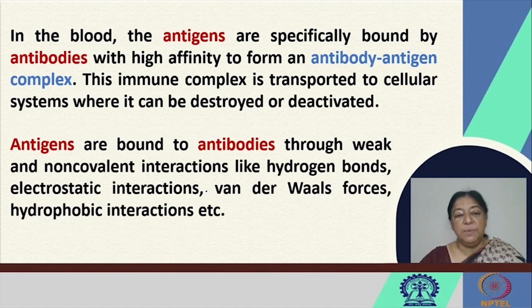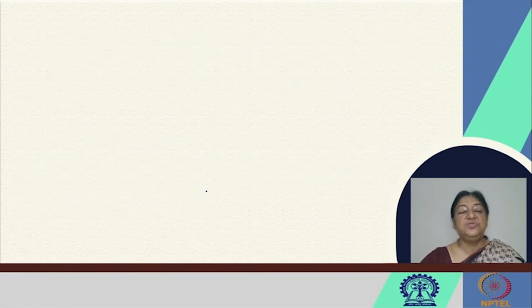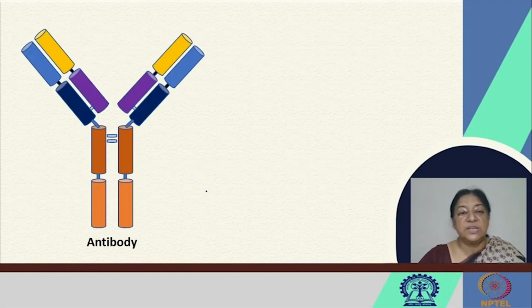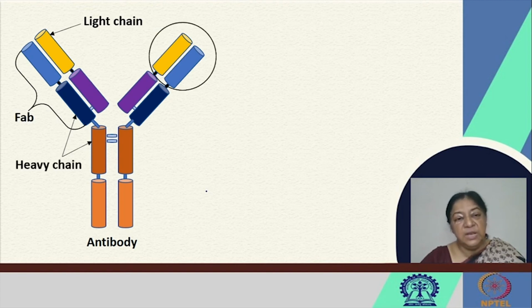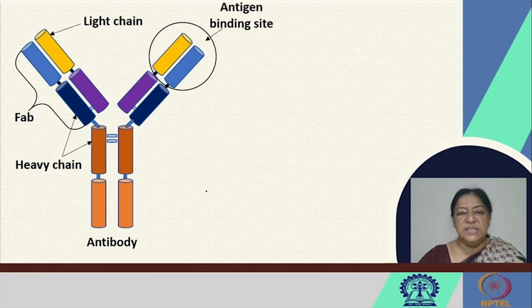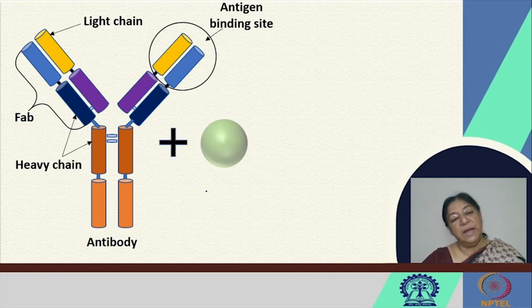These antigens are bound to antibodies through weak, non-covalent interactions, like we saw for the previous cases: hydrogen bonds, electrostatic interactions, van der Waals forces, and hydrophobic interactions. But these are extremely important interactions in the protein factor. So we have the antibody, the light chain, what is called an FAB domain, a heavy chain, and an antigen binding site. These are very specific in nature, with very high binding affinity.